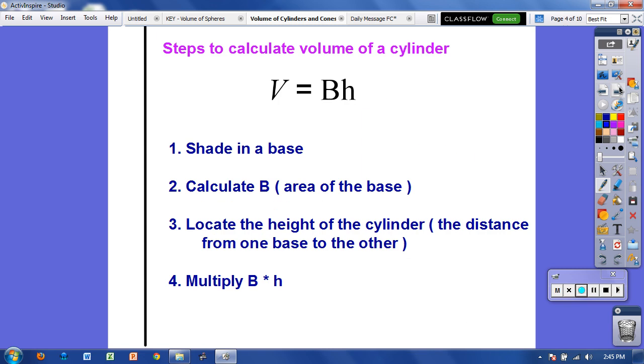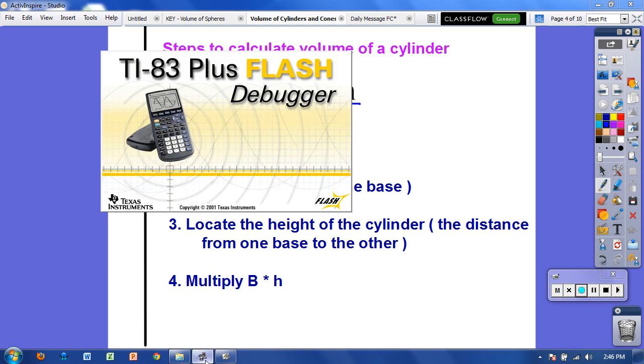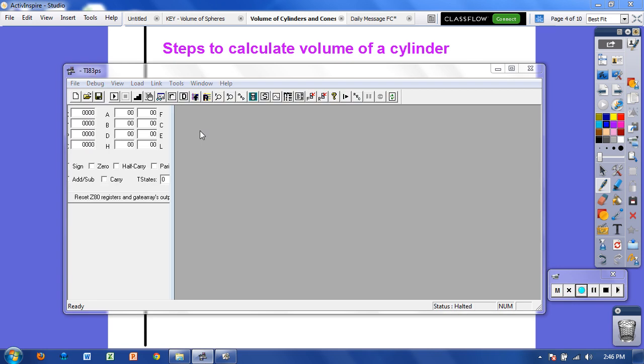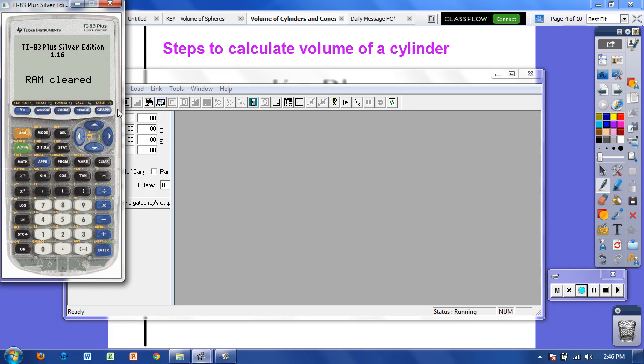Let's talk about the steps here. Again, your formula is the volume of a cylinder is the area of the base multiplied by the height. Steps wise, we want to shade the base, and then we will calculate the capital B, which is the area of the base. After that, you will find the height of the cylinder, which is the distance from base to base, and then you multiply the capital B times the height. Let me go ahead and pull my calculator up really quick.